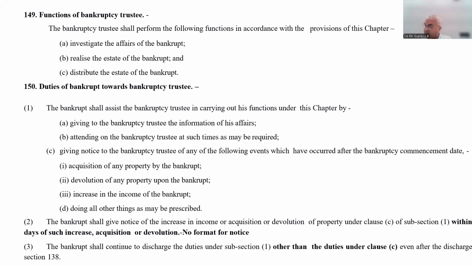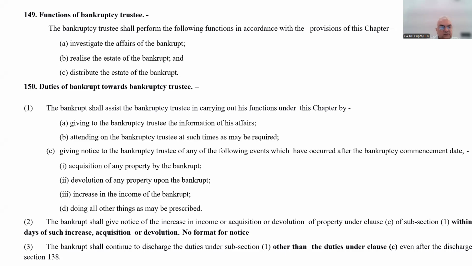So section 154 talks of the vesting of the estate of the bankrupt in bankruptcy trustee. So it says the estate of the bankrupt shall vest in the bankruptcy trustee immediately from the date of his appointment, and vesting shall take place without any conveyance, assignment or transfer. Okay. So very good. Thank you. So section 149 and section 150, we have to make a corresponding comparison with section 35, which is during liquidation.